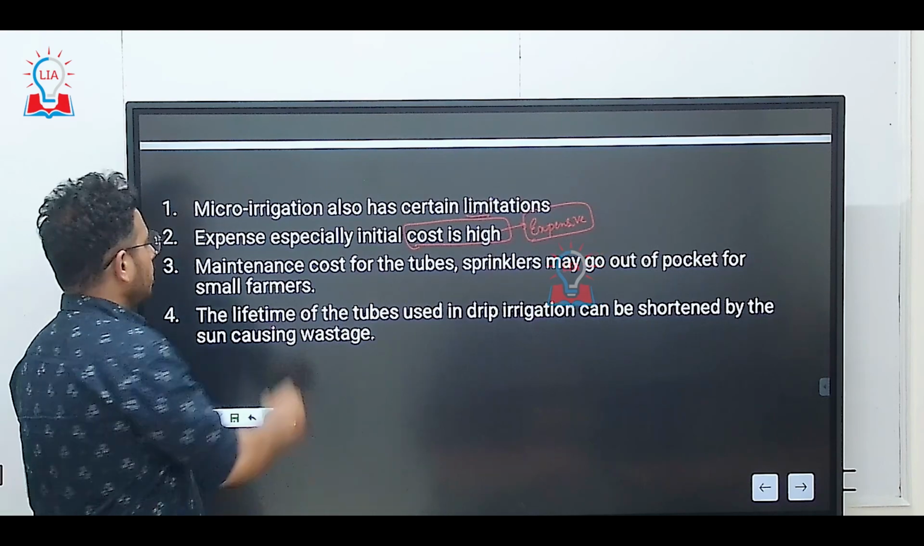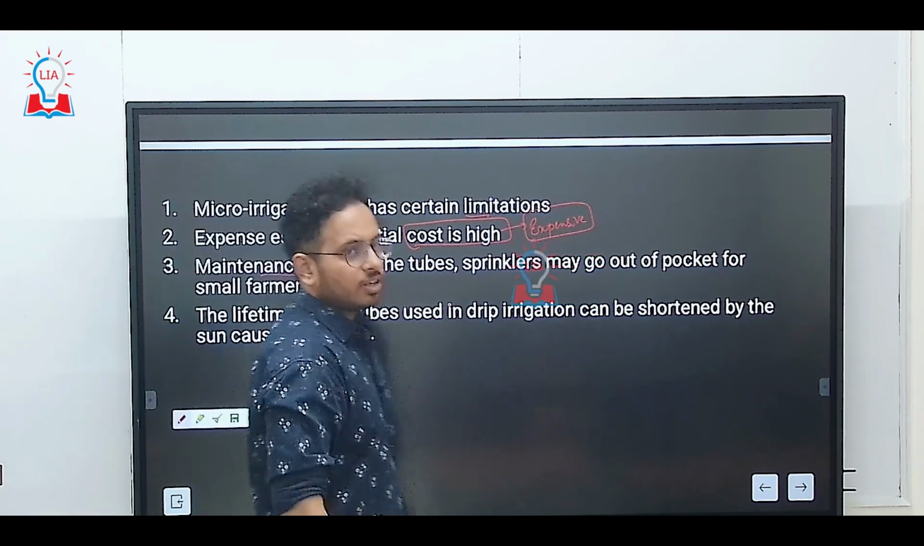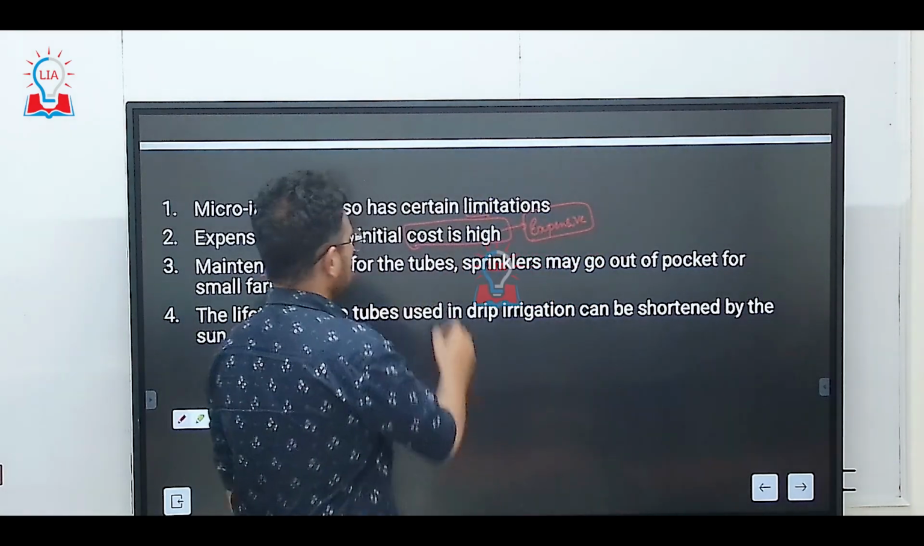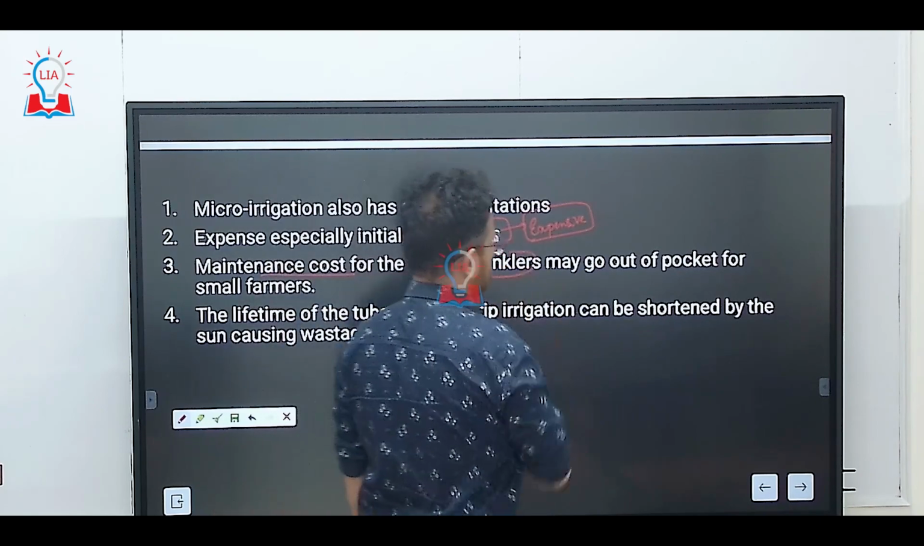Okay. Second, maintenance cost is also very high, because we will have equipment like tubes and sprinklers.